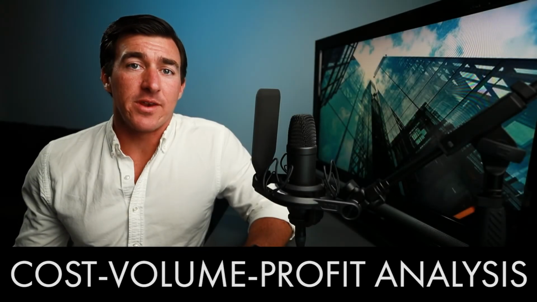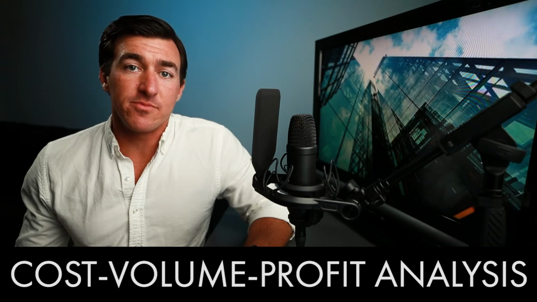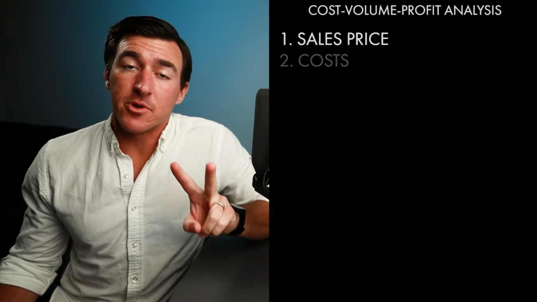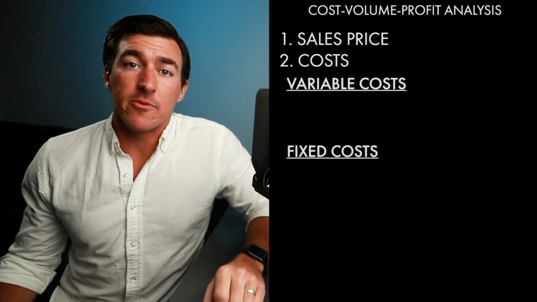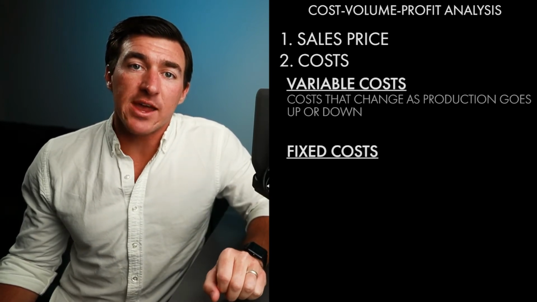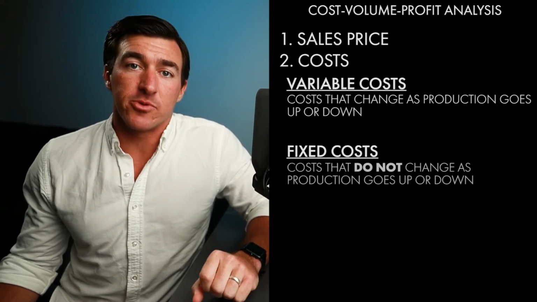Cost volume profit analysis allows companies to understand how much of a certain product they should make. This is also sometimes called break-even analysis. In order to do this type of analysis, you have to understand your sales price and some costs, specifically your variable and fixed costs. Remember, variable costs are costs that change as production goes up or down. Fixed costs do not change with production levels.